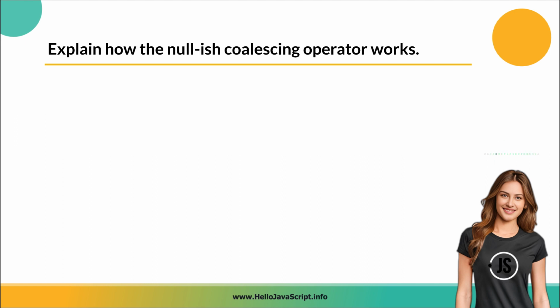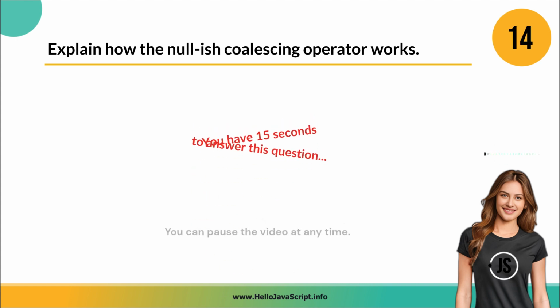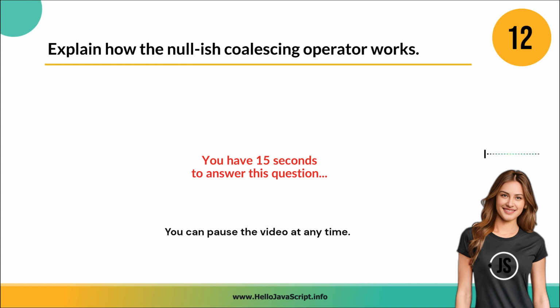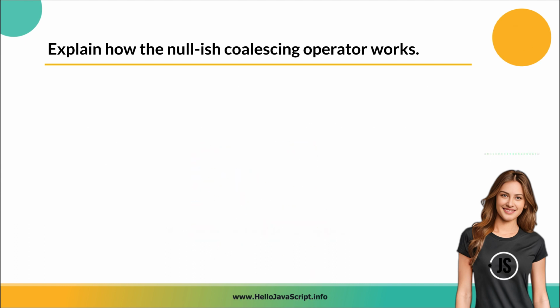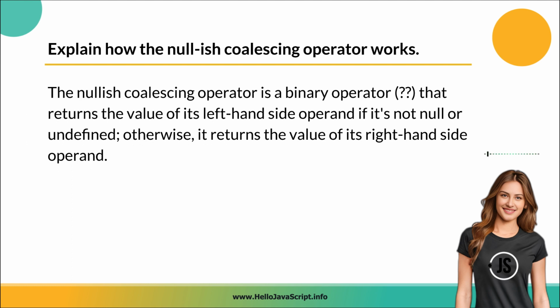Let's move on to the next question. Explain how the nullish coalescing operator works. Here is the correct answer to this question. The nullish coalescing operator is a binary operator that returns the value of its left-hand side operand if it's not null or undefined. Otherwise, it returns the value of its right-hand side operand.